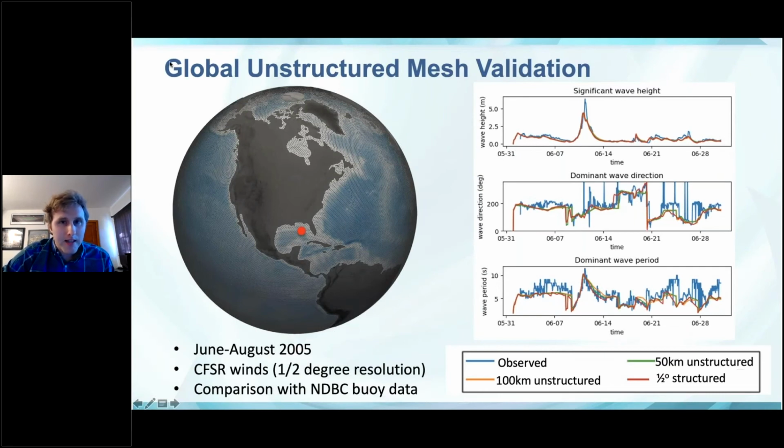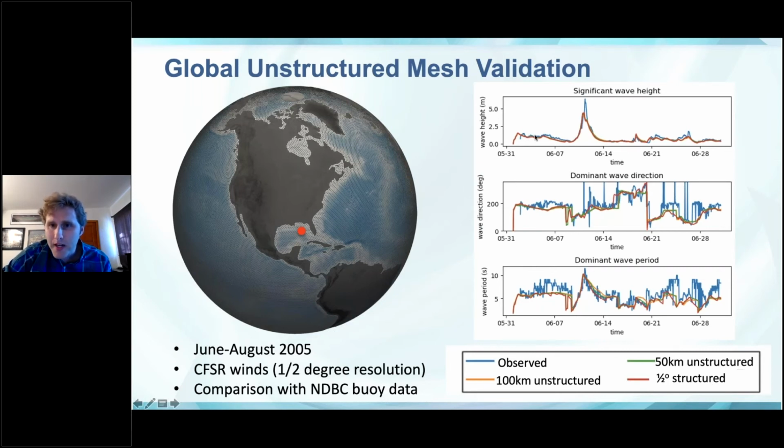When we validate these meshes, we're comparing the same June to August 2005 time period with the half-degree reanalysis winds, and comparing to that same NDBC buoy data set. We have plots for significant wave height, dominant wave direction, and dominant wave period. I'm comparing 2 different resolutions of unstructured with the half-degree structured, which is the finest structured mesh that we ran and I showed results for in the previous slides.